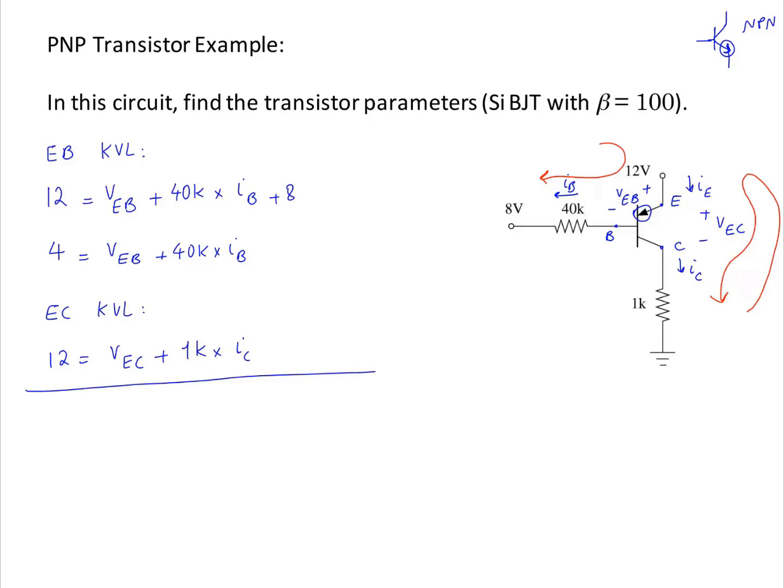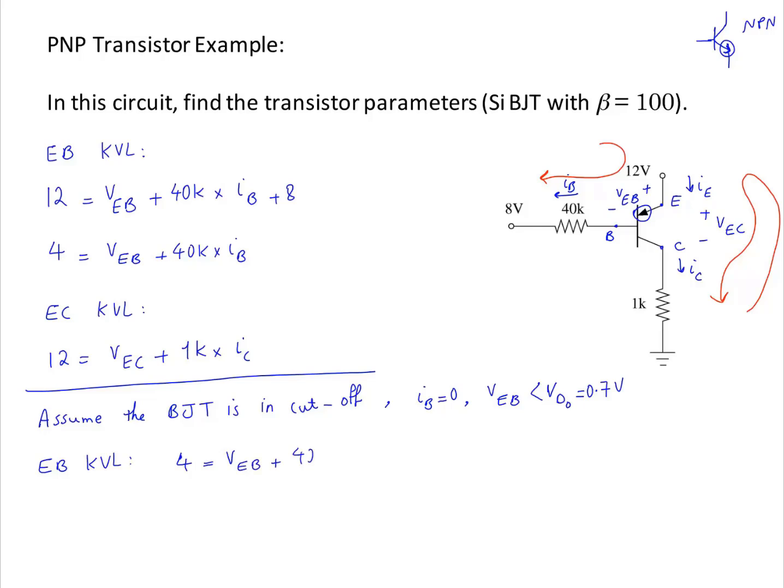Now let's start by assuming that the transistor is off, or in the cutoff region, and find out if it is true or false. Assume the BJT is in cutoff. That means I base is equal to 0 and the voltage of emitter to base is less than V D0, which is 0.7 volts. From the emitter to base KVL, I have 4 equals V emitter to base plus 40K multiplied by 0, because I base is equal to 0. If you solve this, V EB is going to be equal to 4 volts, which is greater than 0.7 volts. So the BJT is not in cutoff.